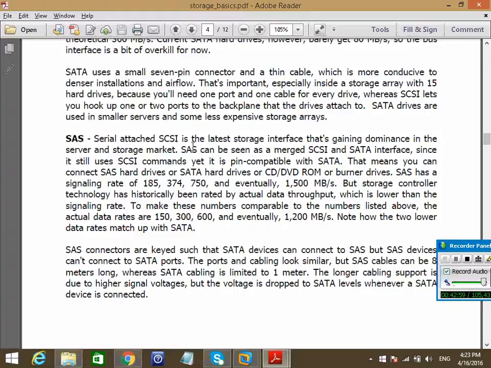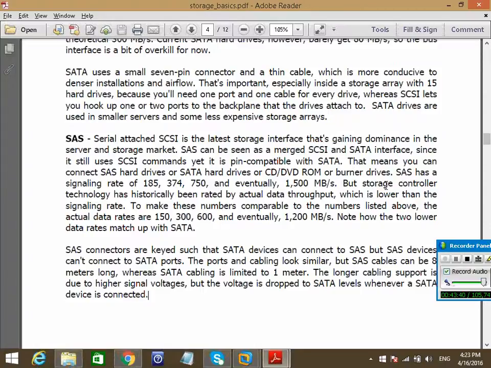SAS is the latest storage interface that is gaining dominance in the server and storage market. SAS can be seen as a merged SCSI and SATA interface. Okay. The advantage of SATA is that with one port, it can support up to 2 devices with a data transfer speed of up to 300 MB. Whereas SCSI can support up to 15 devices. Right? Because SAS is a combo of that.